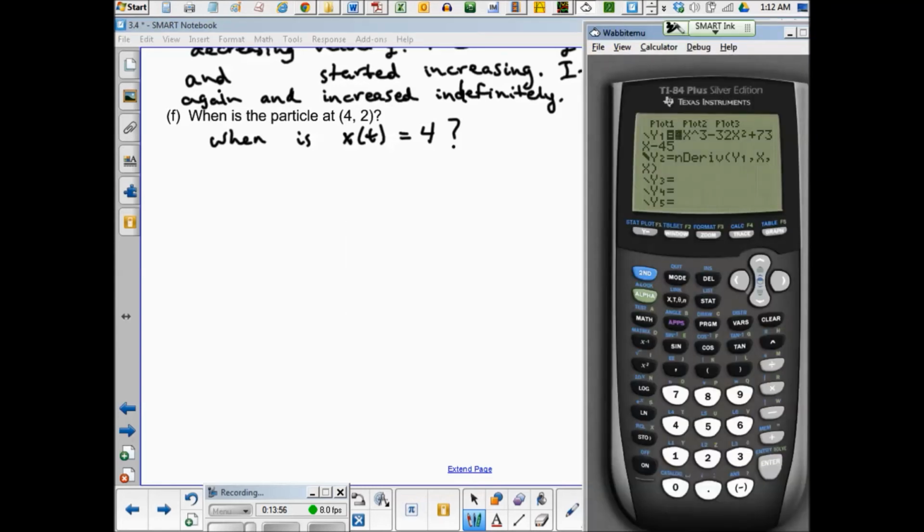So let's look at our picture again. I'm turning off the derivative; I don't need to see it anymore. So here's my graph, and I'm wondering when y is 4. Remember that these are 10 each on the y-axis. So somewhere right in here, y is 4, meaning x is 4, because this is my position graph. This is my x of t graph.